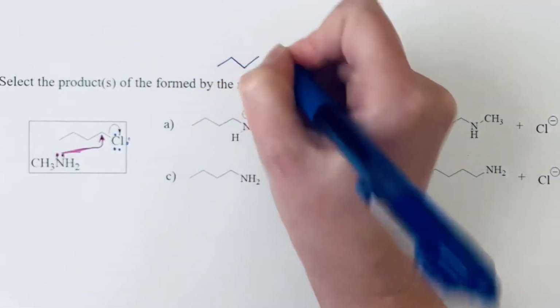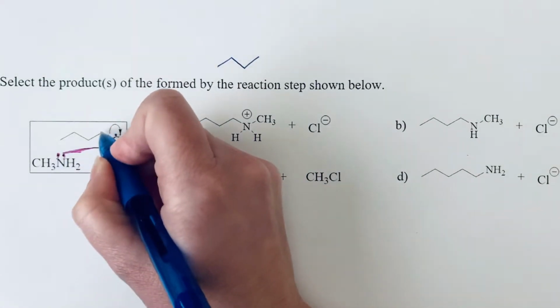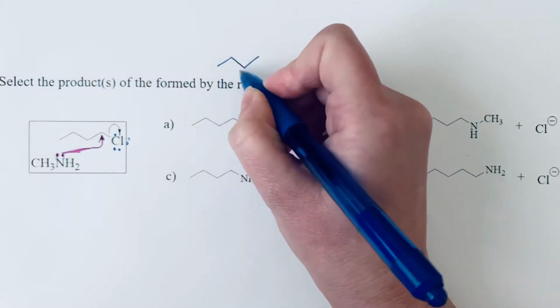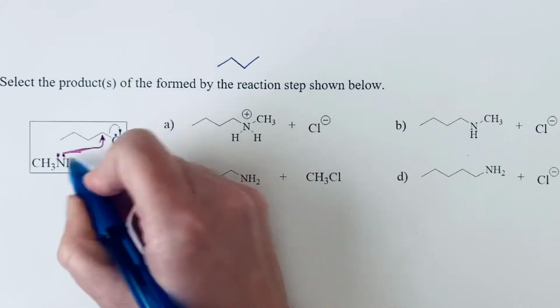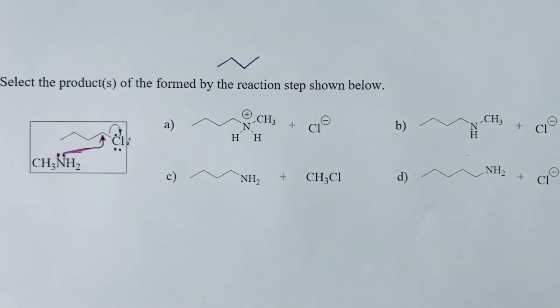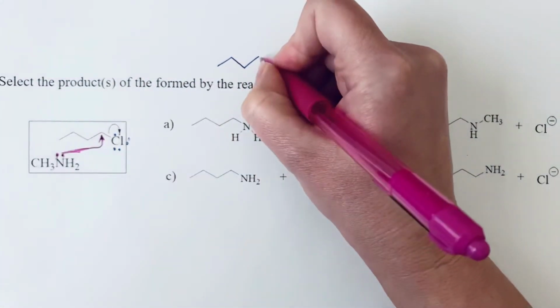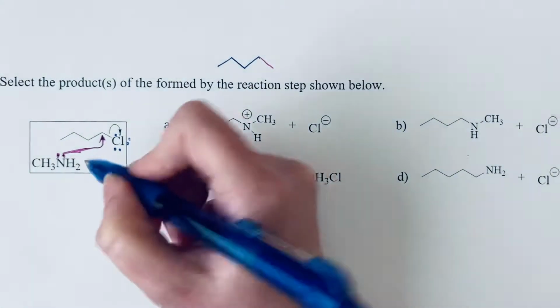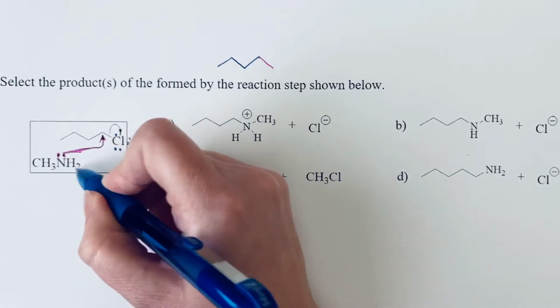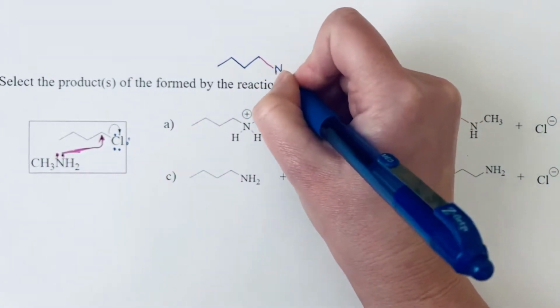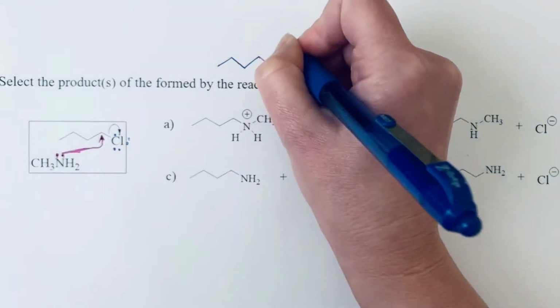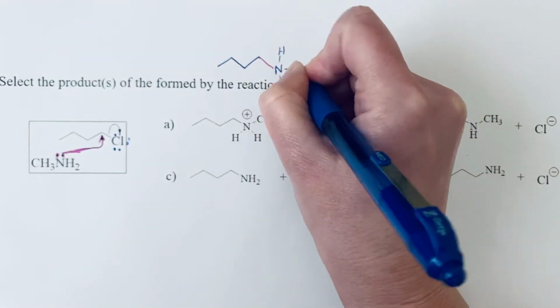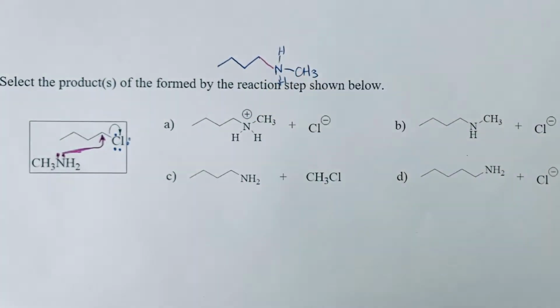So we had 1, 2, 3, 4 carbon atoms. We still have 1, 2, 3, 4 carbon atoms. And we're saying that this carbon now has a bond to the nitrogen. It's those 2 electrons in the bond. So I'm going to draw it in pink so we can see that. Okay. And then this nitrogen still has 2 bonds to hydrogen. So we will place those on there. And the bond to the CH3 group.